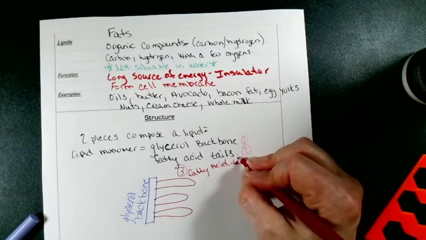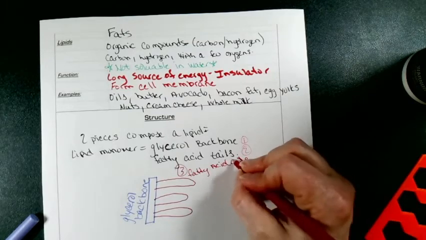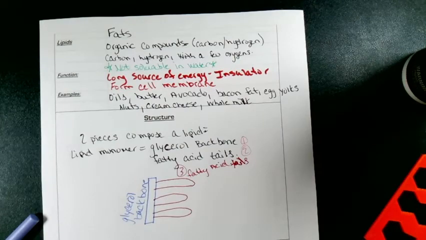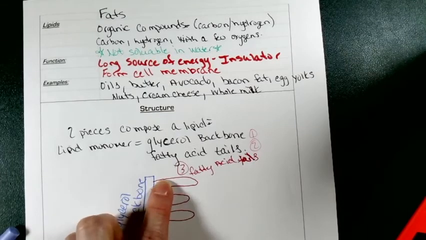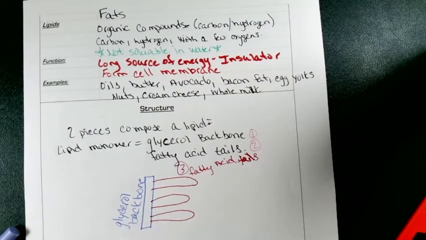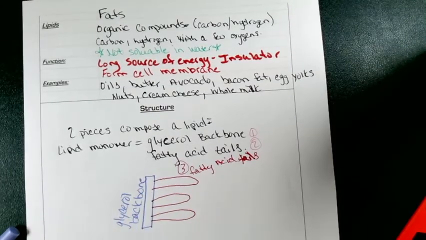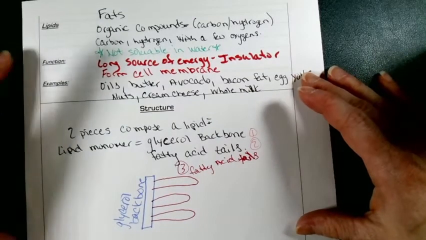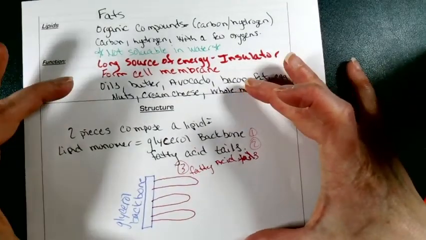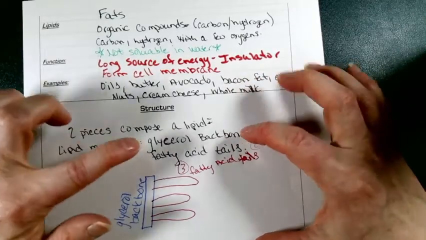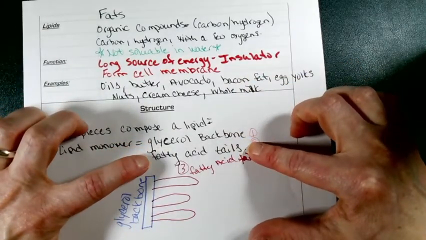That's a T-A-L-S, tails. So three fatty acid tails, 1, 2, 3, attached to a glycerol backbone. So glycerol. This is what we call the monomer for a lipid: a glycerol backbone with three fatty acid tails.